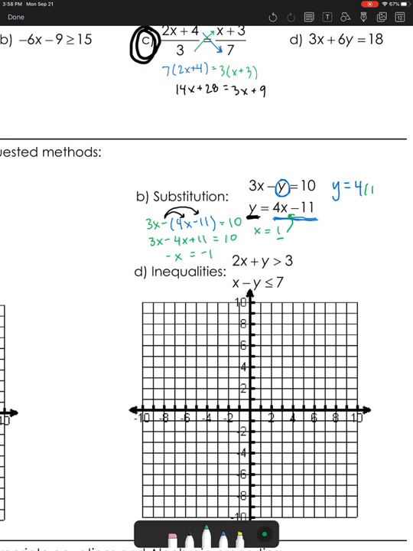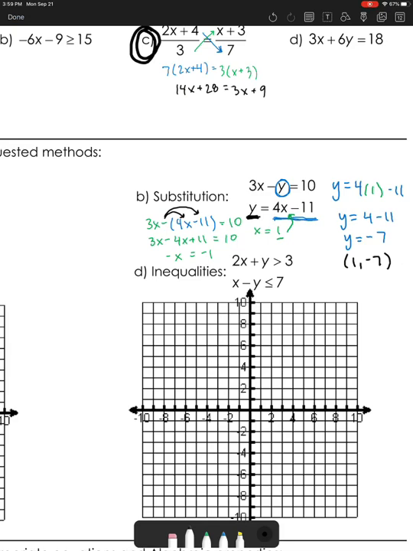So now we have y equals 4 times 1 minus 11. So y equals 4 minus 11. Y equals negative 7. So our final answer for 2b is 1 comma negative 7.